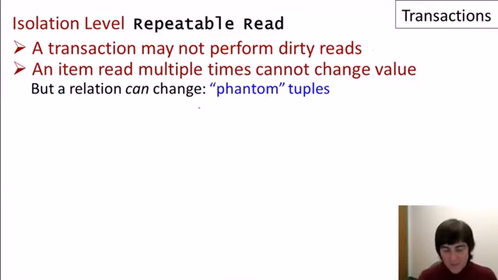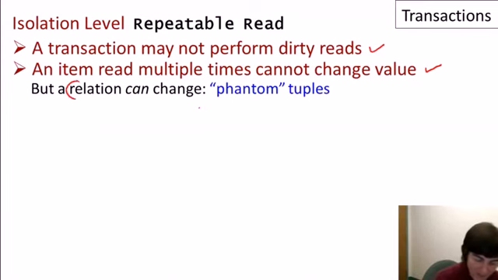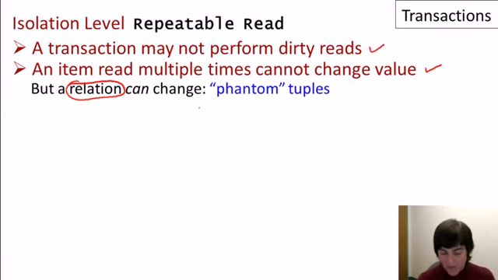Now there's another situation with repeatable read that's quite important to understand. We said that a transaction can't perform dirty reads, and it can't. We also said that an item that's read multiple times can't change value. But the fact is that repeatable read does allow a relation to change value if it's read multiple times through what's known as phantom tuples. Let me explain through an example.